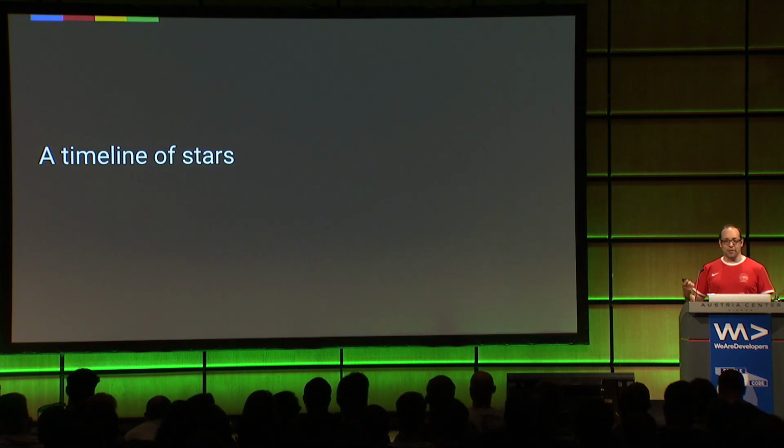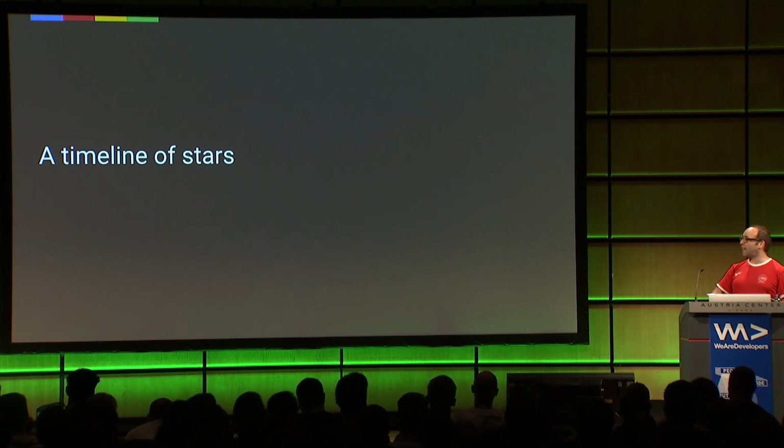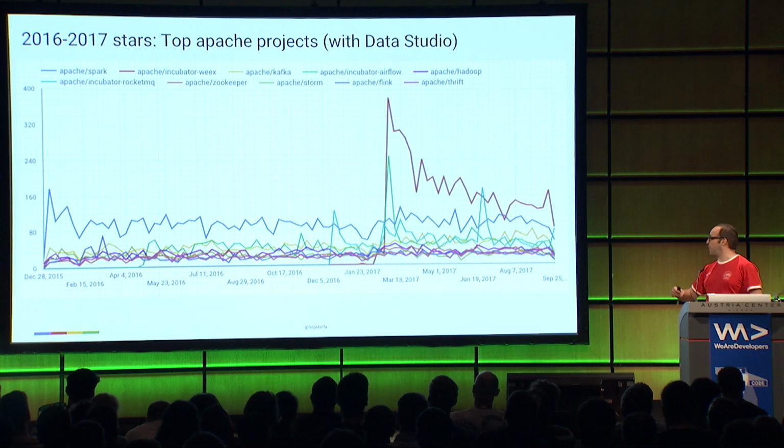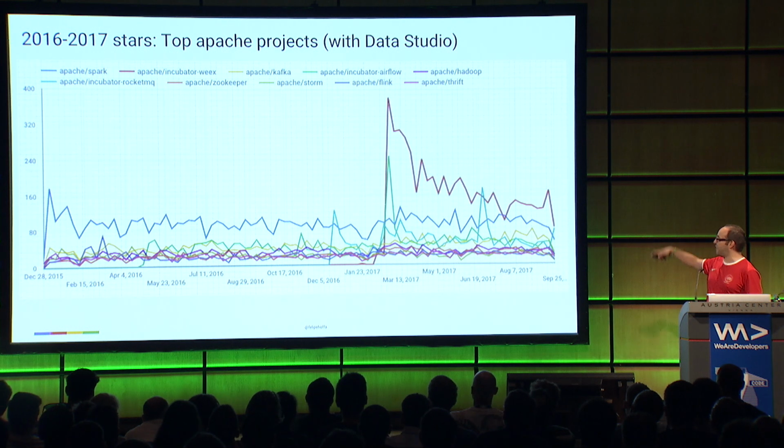You can find the timeline of stars. Most projects don't get 10 stars every day. They get peaks, like this. These are Apache projects. This chart I made with Data Studio. And you can see that, yes, some projects are very stable, but some peak.